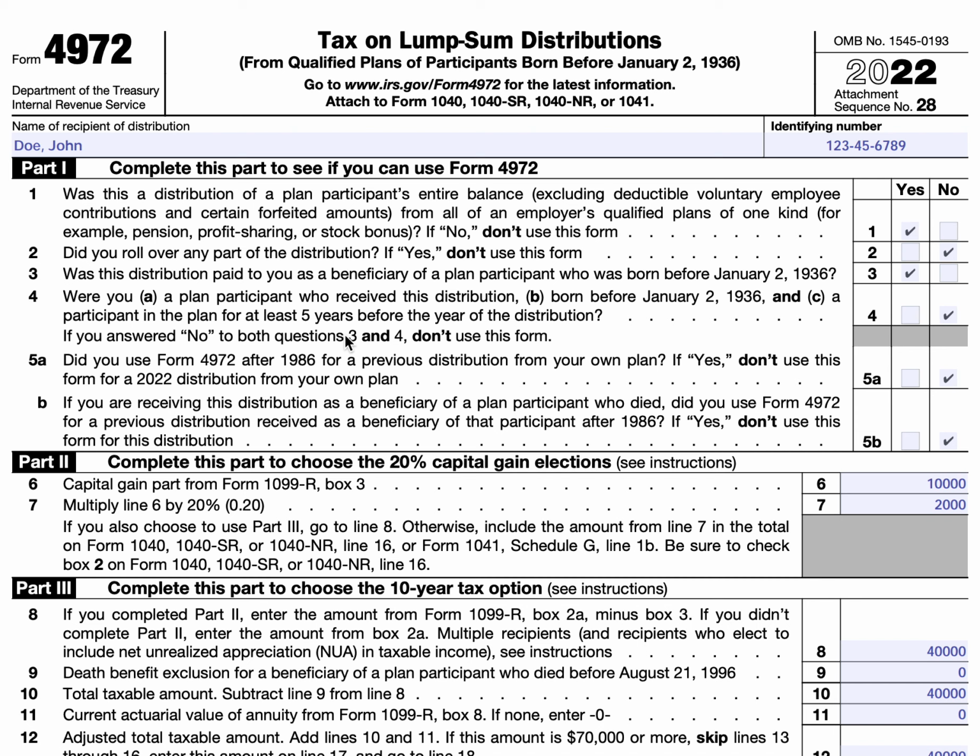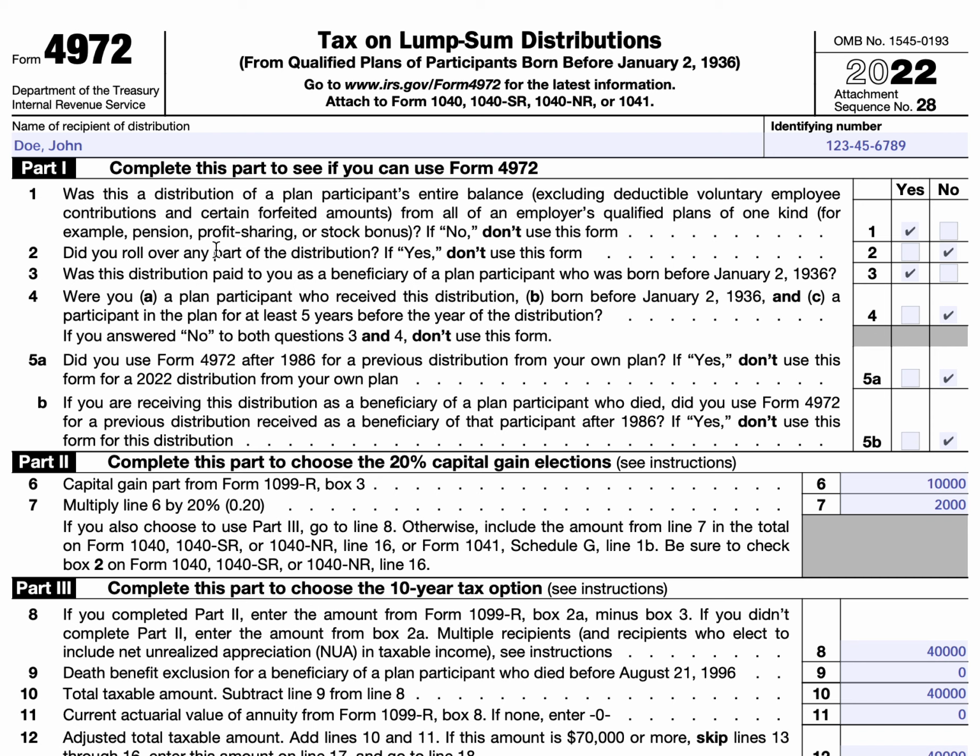So in part one, we're going to go through this form just to make sure that we can use it. If we get to a point where we don't use this tax form, but you file IRS 1040, 1040-SR, 1040-NR, the form instructions are very detailed on what you report in your income tax return. Same for if you use Form 1041, for estates and trusts, where you would report the distribution amount should you choose not to use Form 4972, or even if you're not able to.